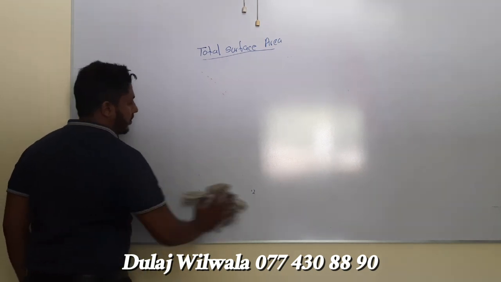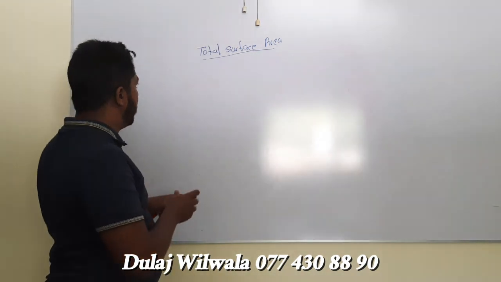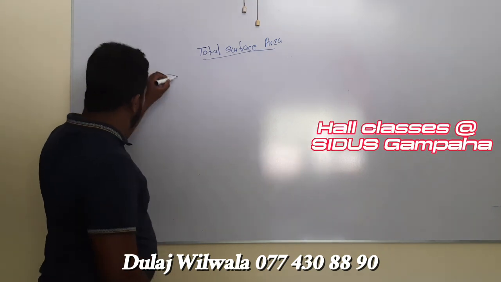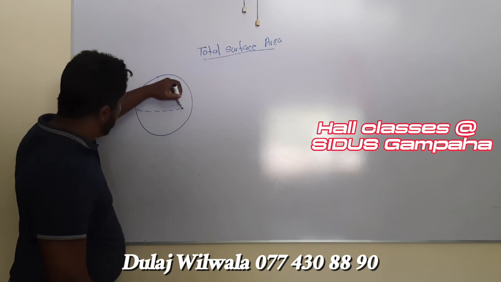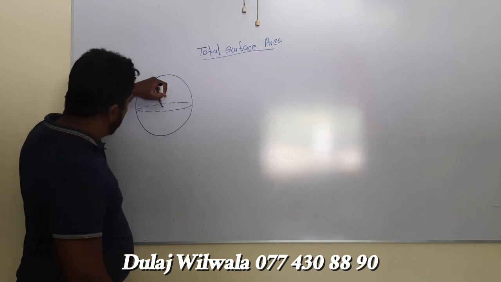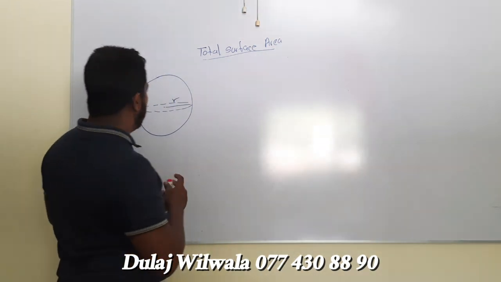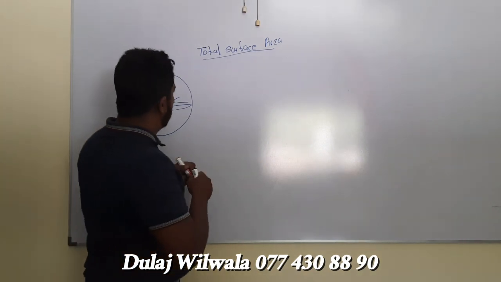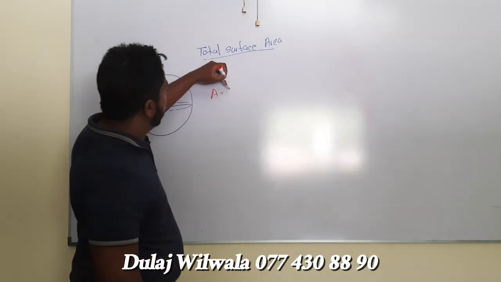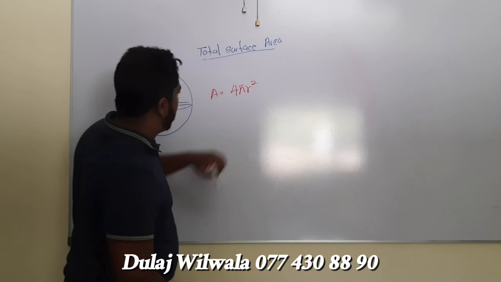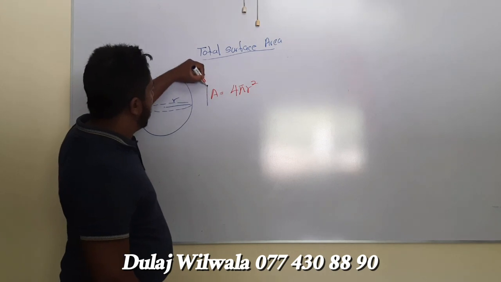Right, let's consider the sphere after that. Let's say there's a sphere with radius r. So the area of the sphere will be 4 pi r square. So you have to remember this equation, 4 pi r square.